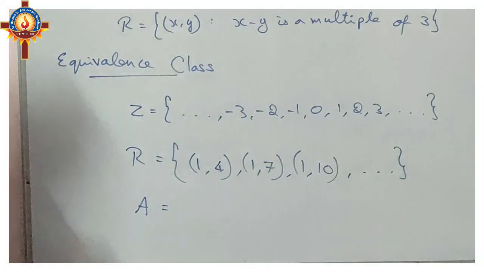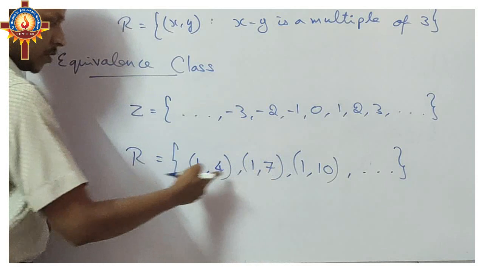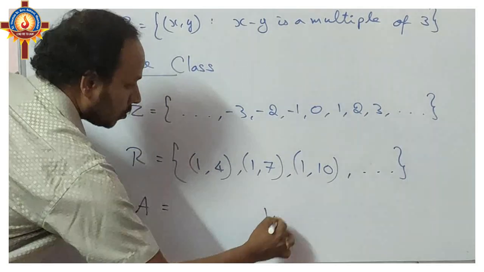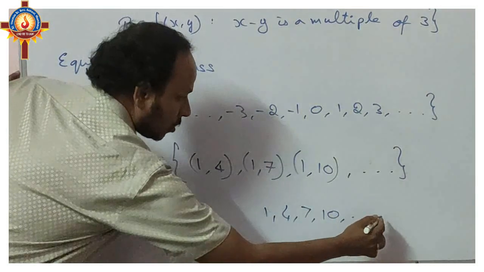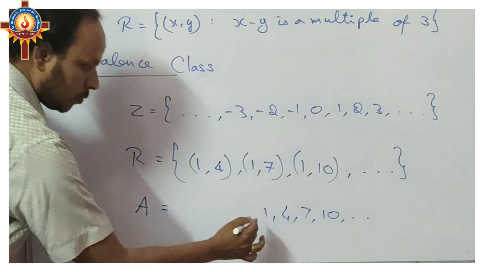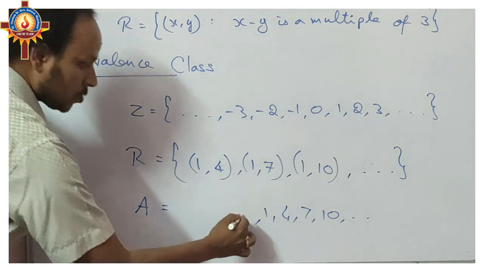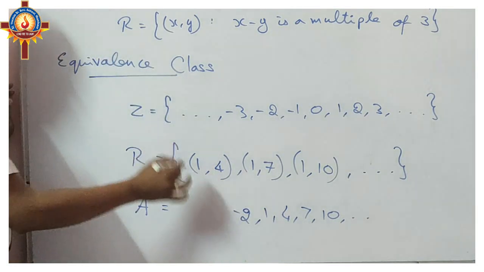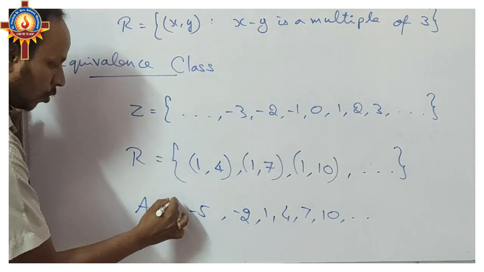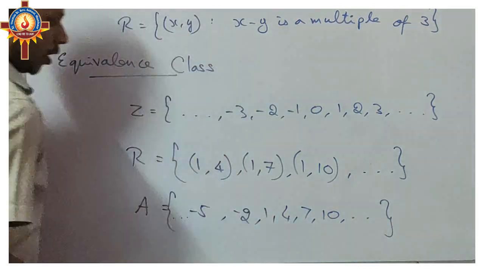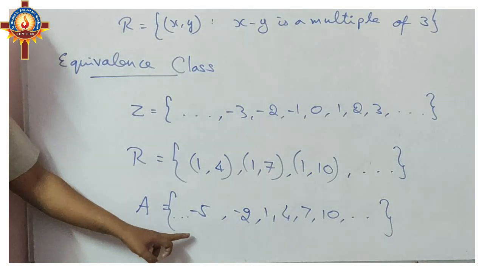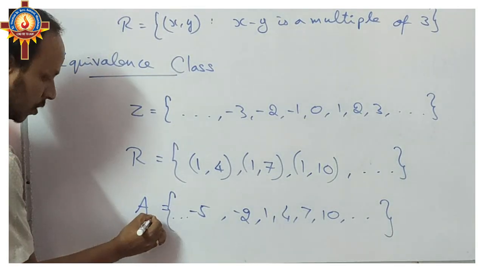Now we can see these particular elements form a subset of the given set Z. These 1, 4, 7, 10, etc. The next ones will be 13, 16 and so on. What about the negative side? This will be minus 2, because minus 2 minus 1 is minus 3. And here minus 5 and so on. So these elements, which are a subset of the given set of integers, form a particular subset. Let me call it A1.